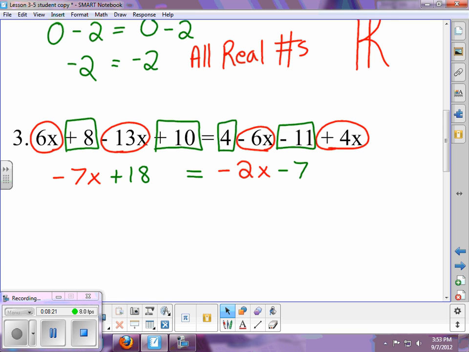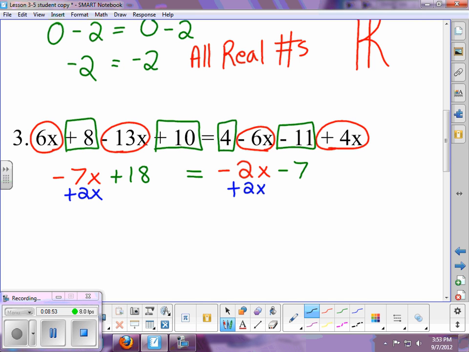So, we took a really long problem and condensed it down, so now it looks a little easier, it looks manageable at this point. Our next step is to move the variables to one side. We can move the negative 7x or we can move the negative 2x. It really does not matter what we do first. So, let's just move the 2x. The opposite of negative 2x is positive 2x. So add 2x to both sides.